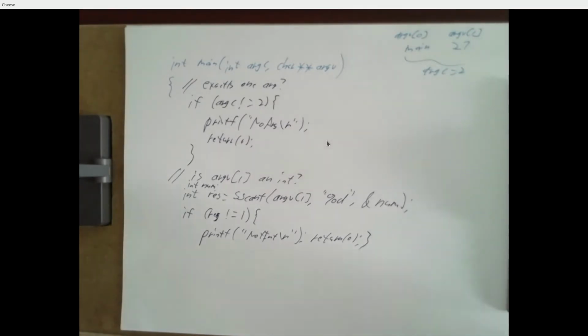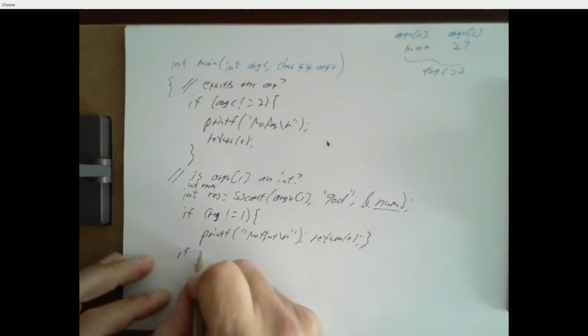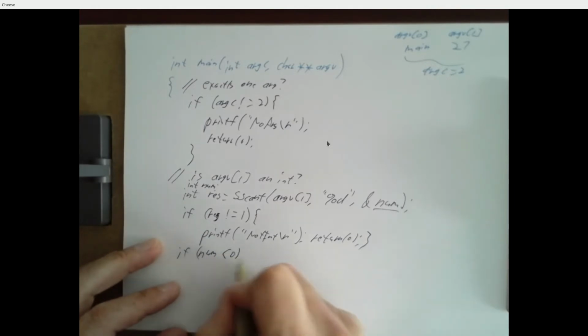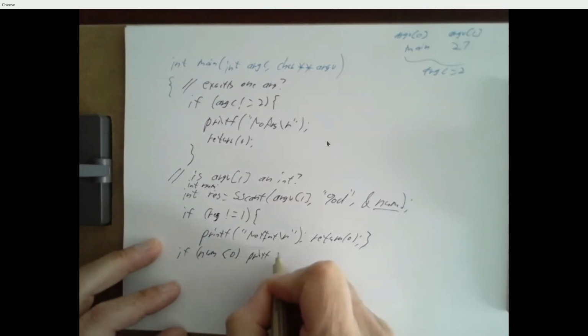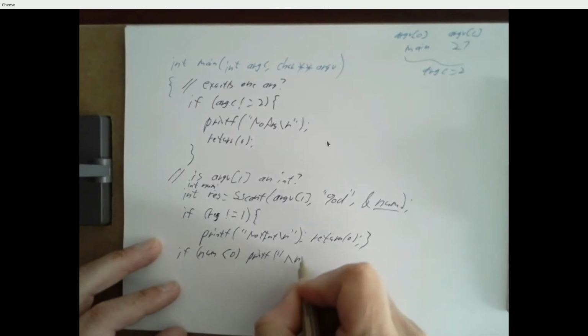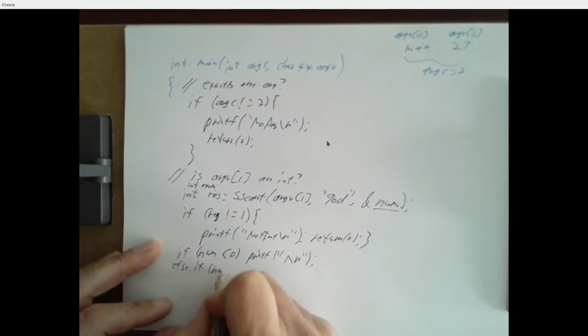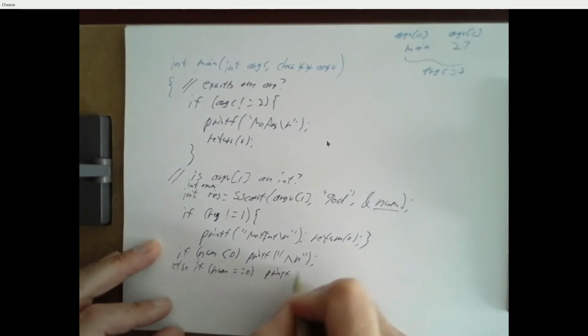Otherwise, we did have a single argument. It was a valid integer, and its value is in this integer called num now. So now it's just a set of if statements. So if num is less than 0, print a 1. Else if num equals 0, print a 0 or a -1.